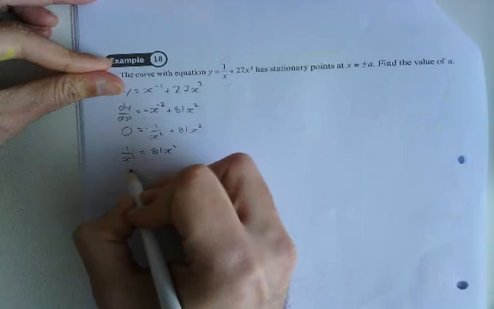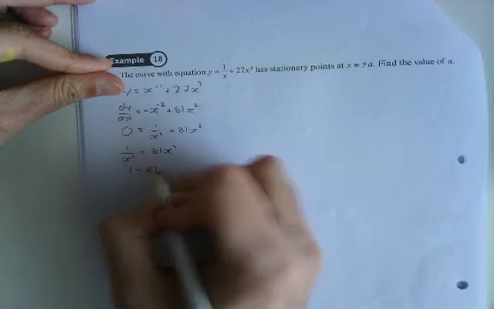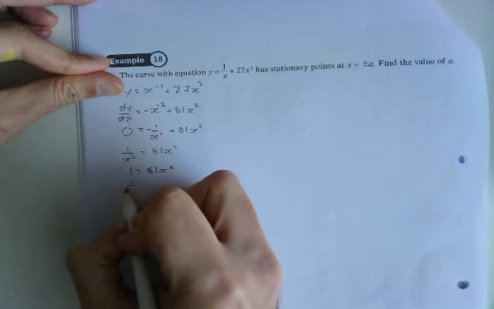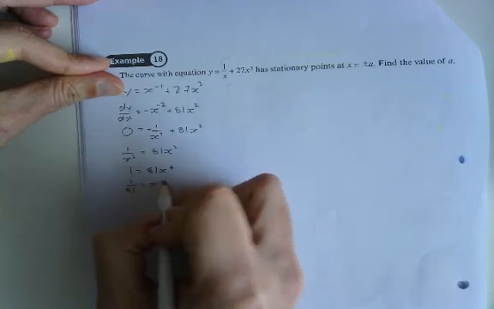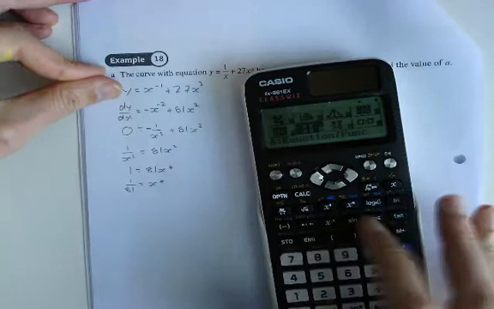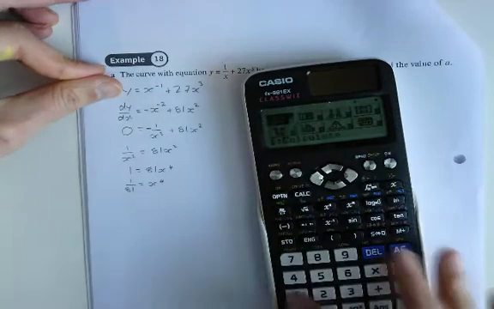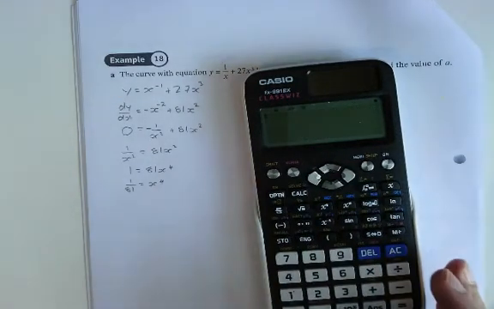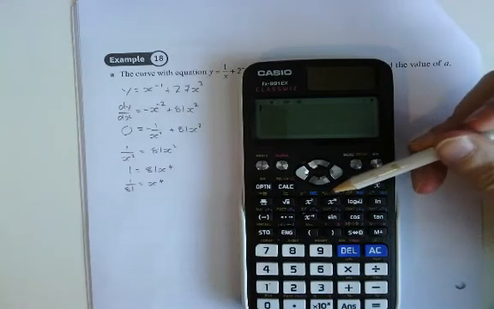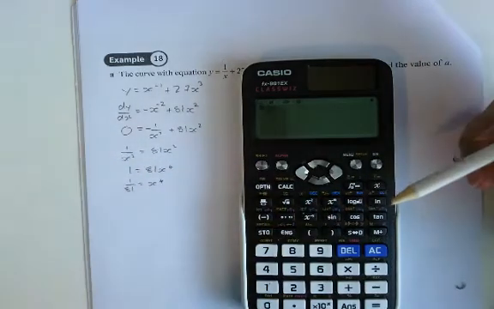So I'm going to get 1 over x squared will equal 81x squared. I'm going to times both sides by x squared to get rid of this fraction. So I'm going to get that 1 equals 81x to the power 4. Divide by 81. And then do the 4th root of 1 over 81. Now, if you don't know what that is, hopefully some of you just know that that's 1/3.